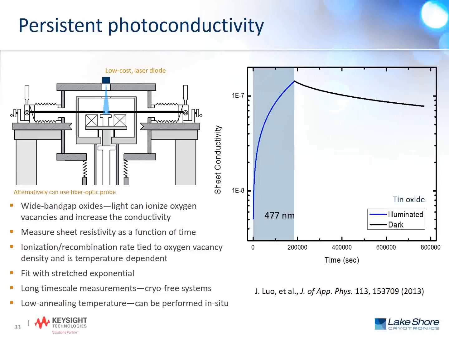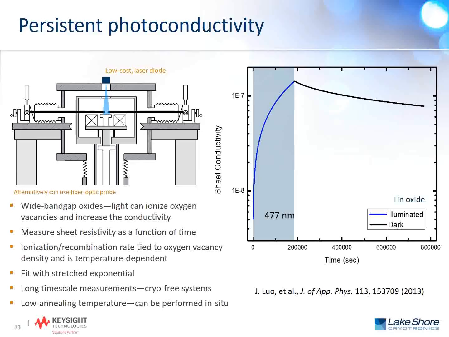In these materials, basically the light is going to ionize any oxygen vacancies and increase the conductivity of the material. For these measurements, you see we measure the sheet resistivity as a function of time, and that ionization-recombination rate of the oxygen vacancy is basically tied to the vacancy density as well as temperature dependent.